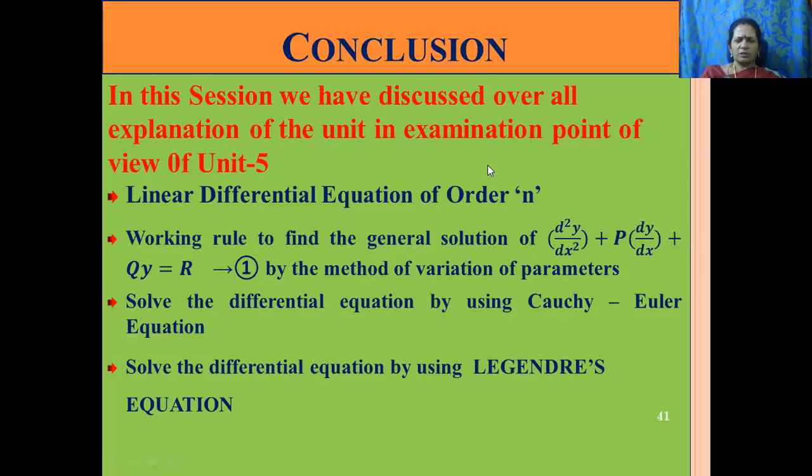Right? So with this, I'm going to conclude this lesson or this session. In this session, we have discussed an overall explanation of unit 5 from the examination point of view: linear differential equation of order n, the working rule to find the general solution of d square y by dx square plus p into dy by dx plus qy equals r by the method of variation of parameters, solve the linear equation by using the Cauchy-Euler equation, and solve the differential equation by using Legendre's equation.